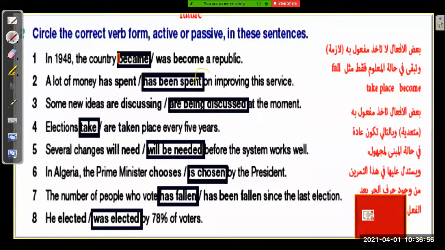Now, if you look at the sentences here, in number 2, there is on. In number 3, there is at. And here before. And here we have by. In number 6, look at it. And the last one we have by. When there is a preposition at the end of the sentence, what does it take? Passive voice. Is it okay?